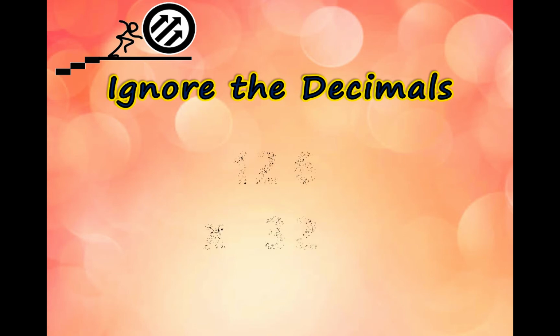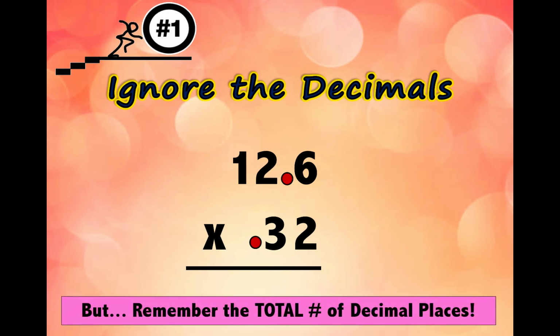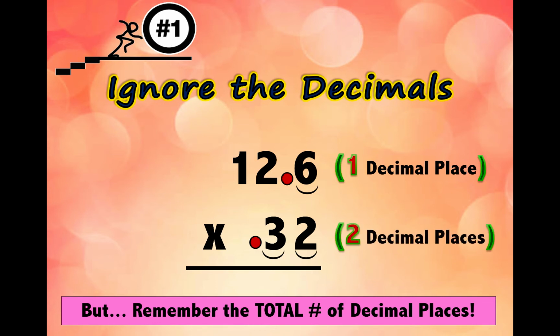Step number 1. Ignore the decimals. Here's our original problem. 12 and 6/10 multiplied by 32 hundredths. Before we can begin, we must remember the total number of decimal places. Let's look at that top number. How many decimal places in that number? 1 decimal place. Now let's look at the bottom number. 2 decimal places. For a total of how many decimal places?